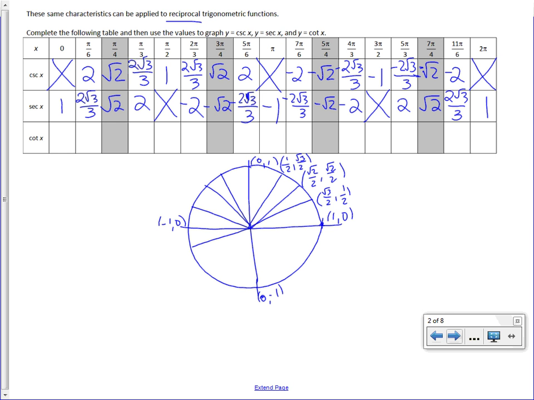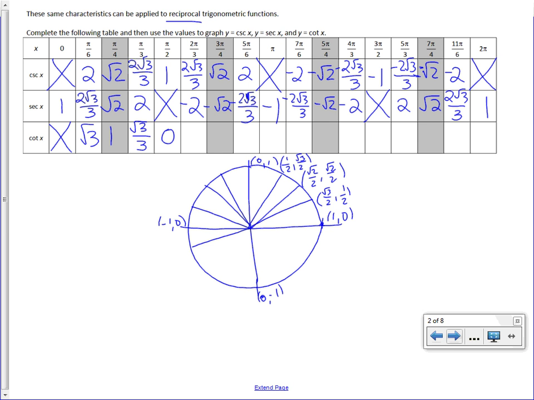So 1 over 0, undefined. Root 3 over 2 over half. Remember, you can ignore the 2's. Root 3. Root 2 over 2 over root 2 over 2, or just think of root 2 over root 2 is 1. 1 over 2 over root 3 over 2 will be 1 over root 3 or root 3 over 3. 0 over 1, 0.